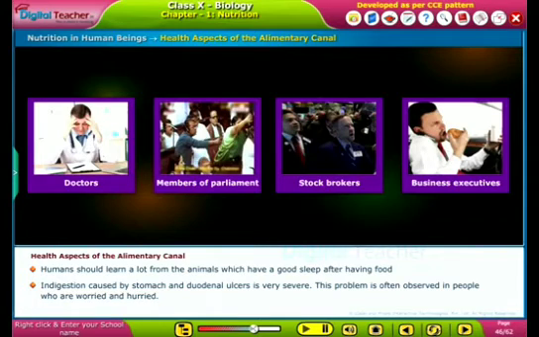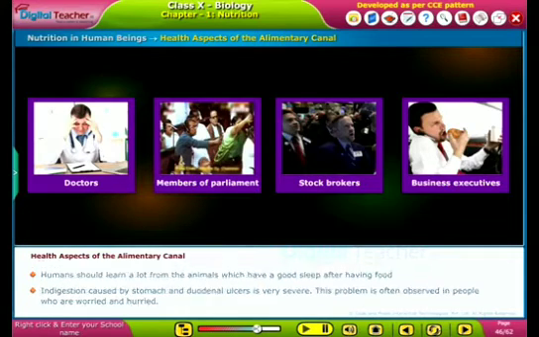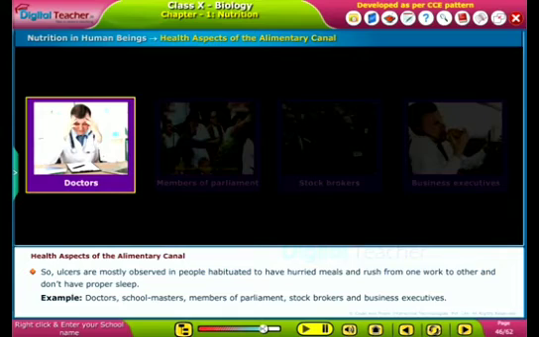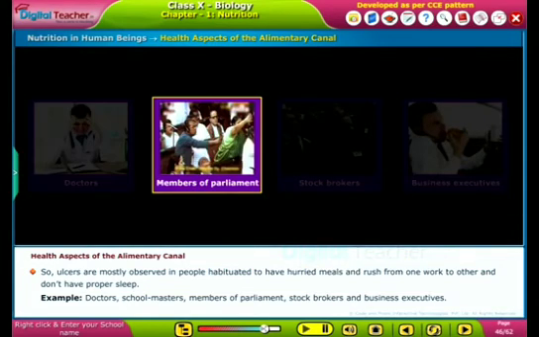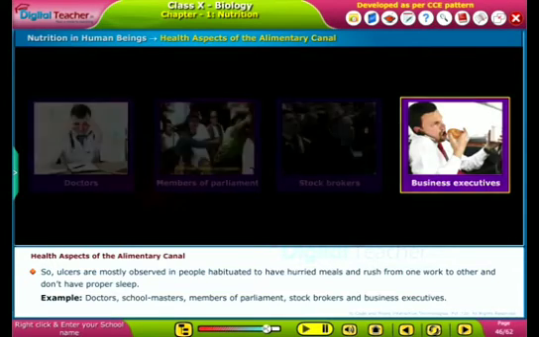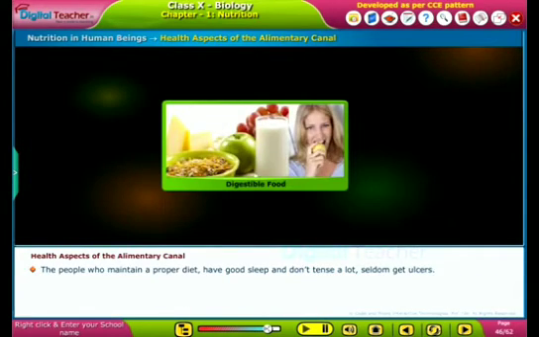Indigestion caused by stomach and duodenal ulcers is very severe. This problem is often observed in people who are worried and hurried. So, ulcers are mostly observed in people habituated to having hurried meals and rushing from one work to another, and who don't have proper sleep. Examples are doctors, schoolmasters, members of parliament, stockbrokers, and business executives. The people who maintain a proper diet, have good sleep and don't tense a lot seldom get ulcers.